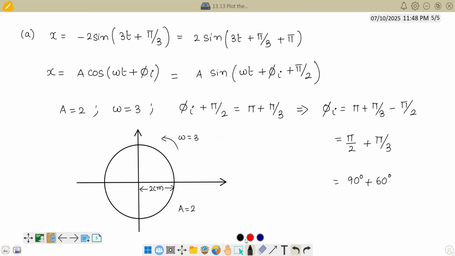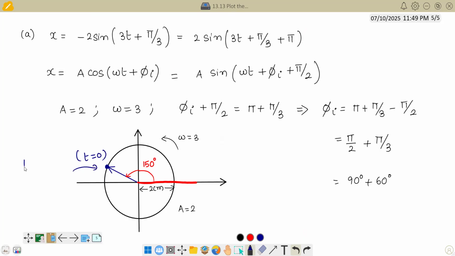From this axis, you first travel 90 degree in anti-clockwise direction. Then further 60 degree, so in total it would be 150 degree. After traveling 150 degree, we have to mark its position. If I mark its position, it would look somewhat in this way. This is the position of the particle at t equal to 0.